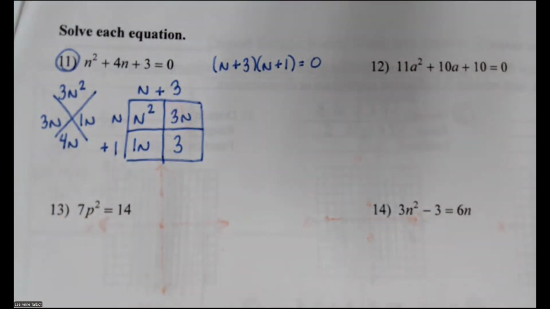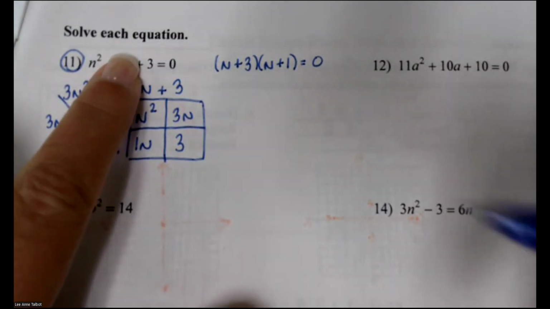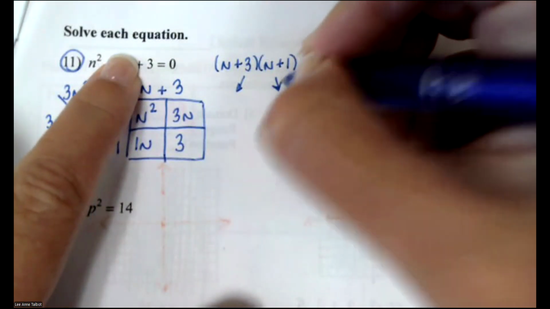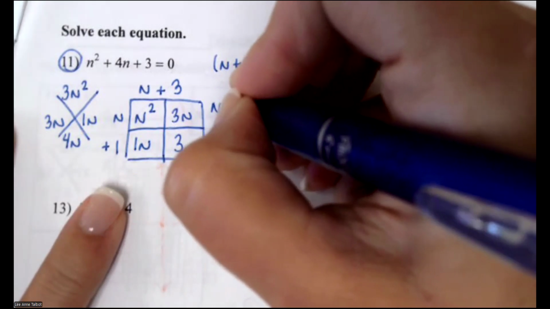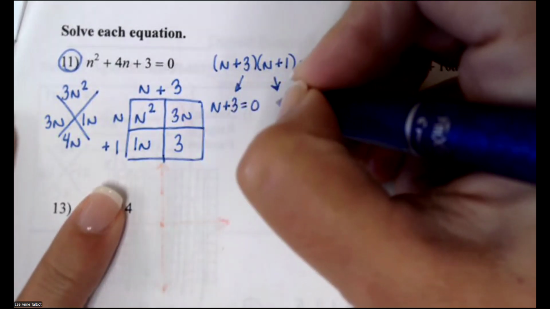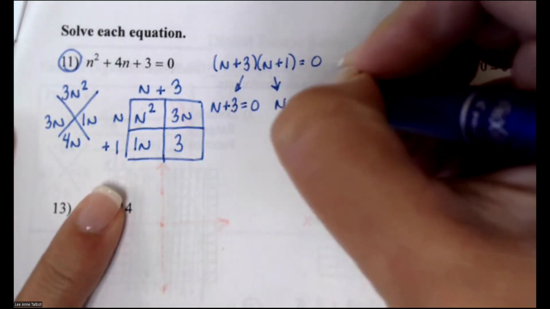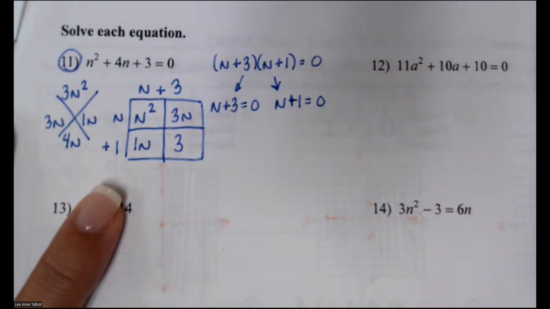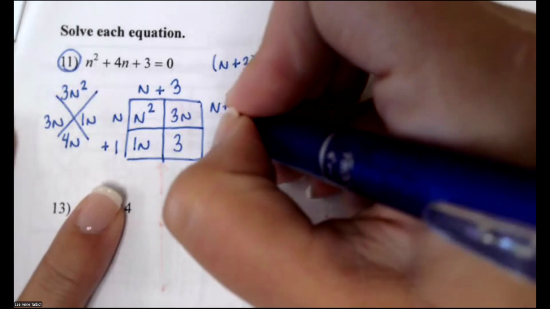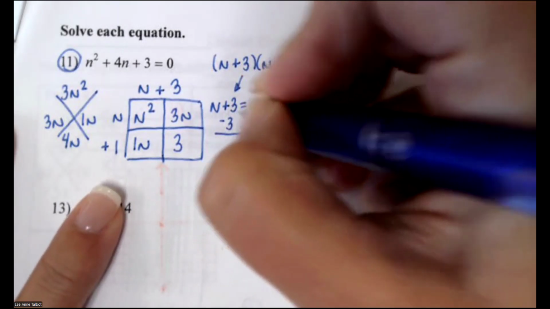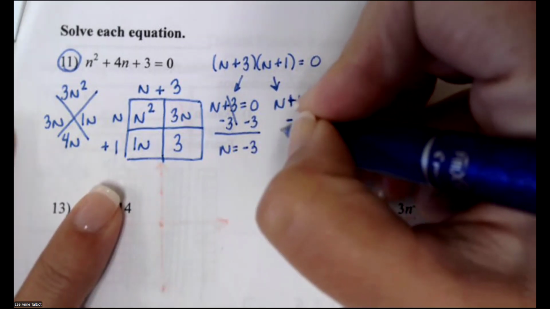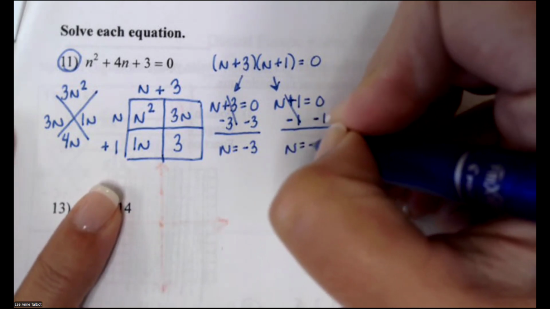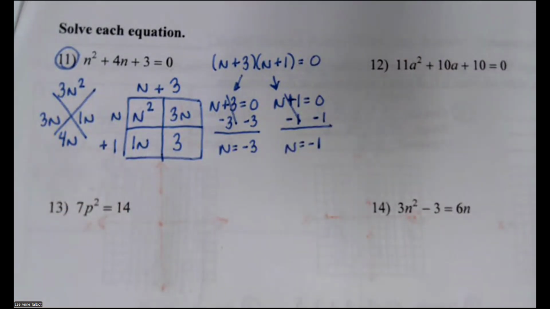Okay, now I have factored. This one, however, says solve. So the directions are different. I have to keep going, and I have to use the zero product property. Zero product property says that you set each one of these factors equal to 0 separately. And voila.